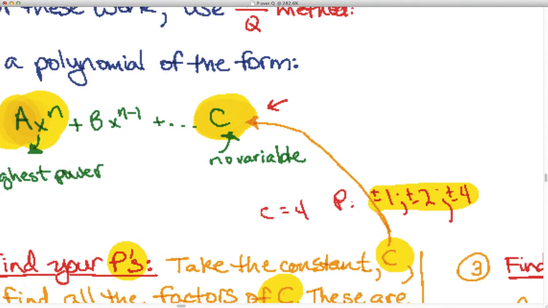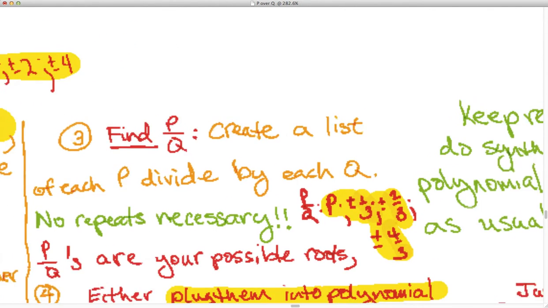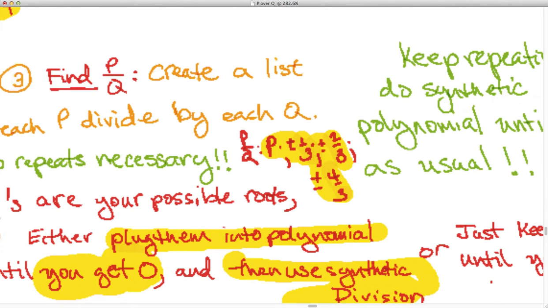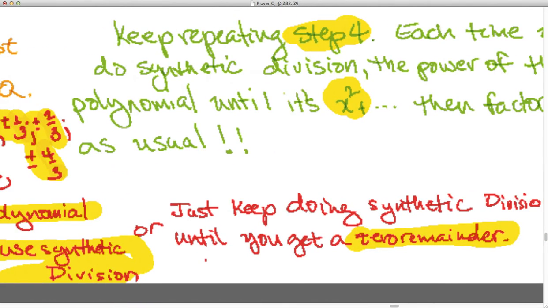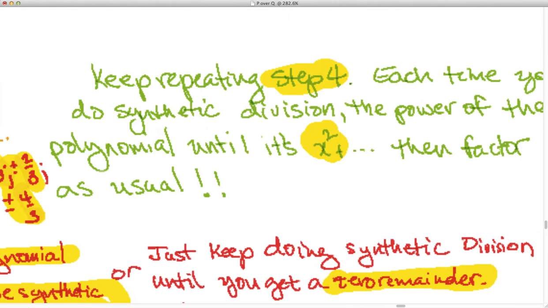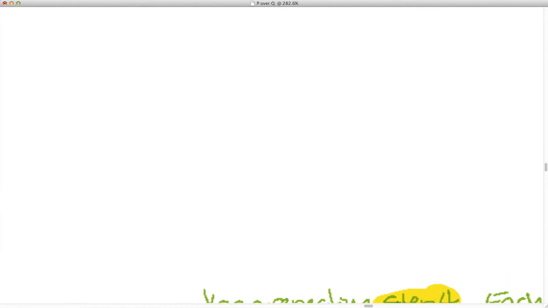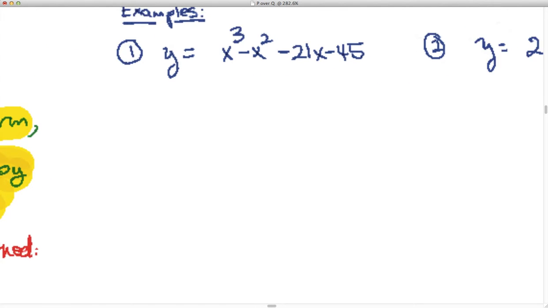And then you create a list of P over Q. These are your candidates for your roots, and then you're going to either plug in until you get 0 using the factoring theorem and then use synthetic division, or just keep doing synthetic division with these possible P's over Q's as your roots until you get a 0 remainder. Either way, you keep doing the synthetic division until you get to a quadratic equation, then you factor like you've been factoring for a while. So let's look at these two examples here.